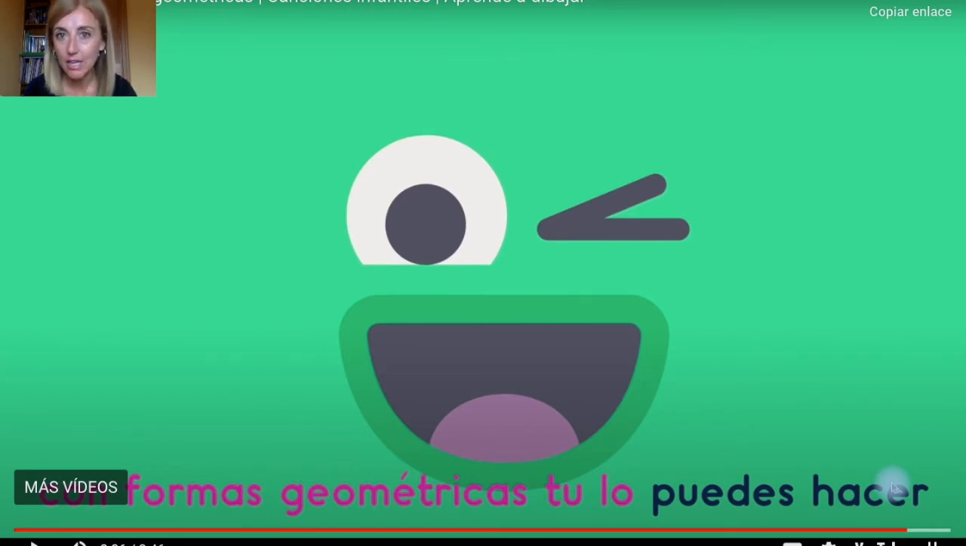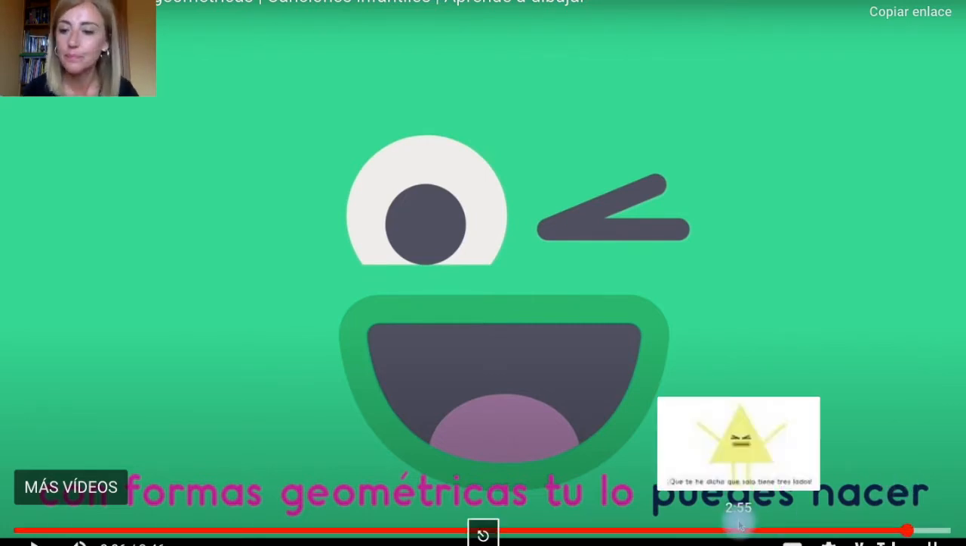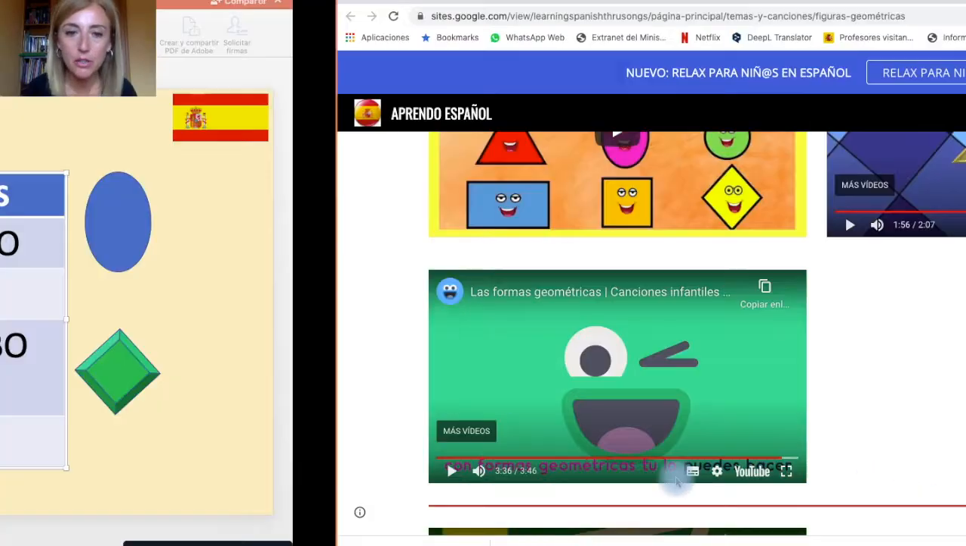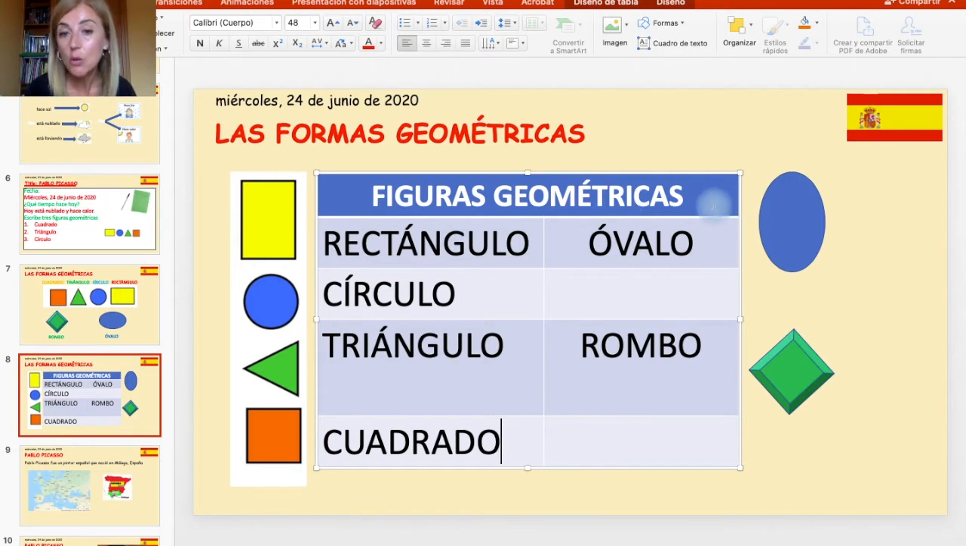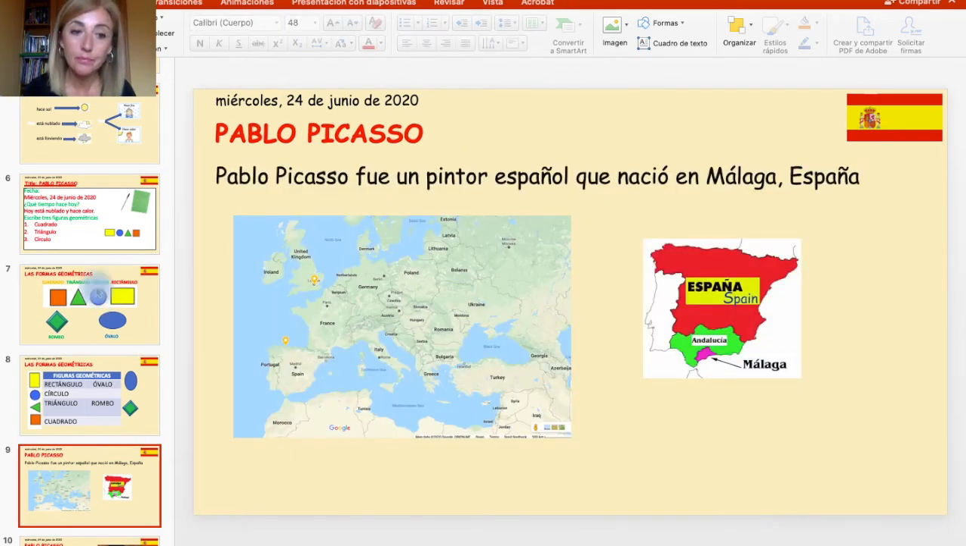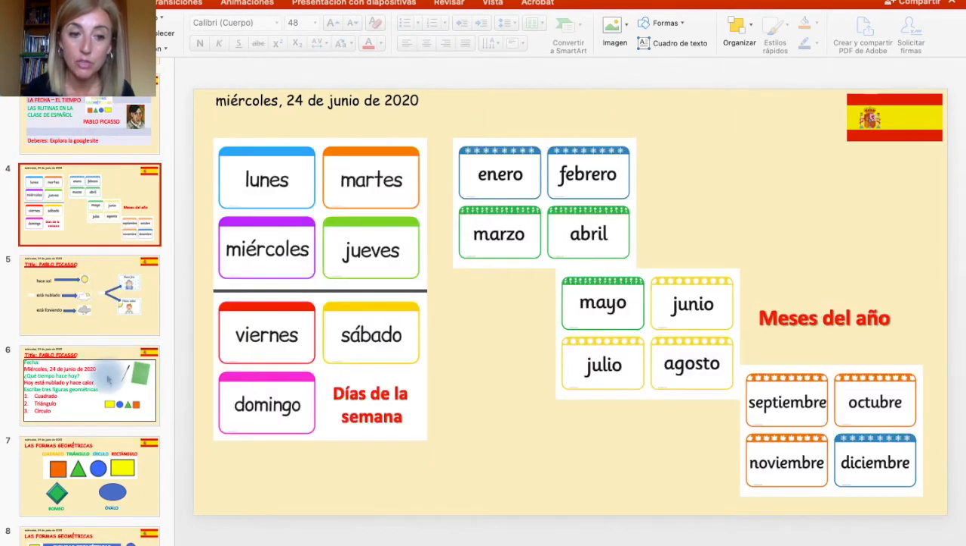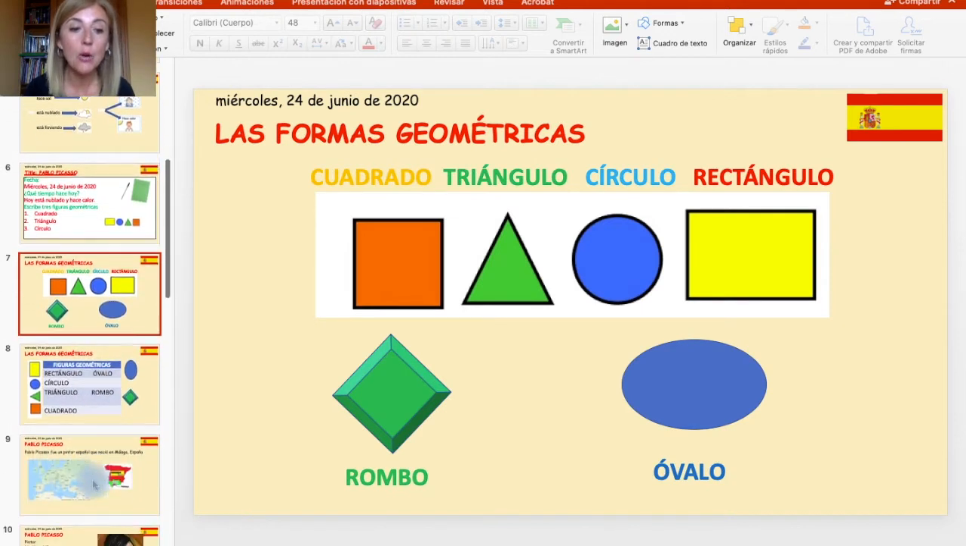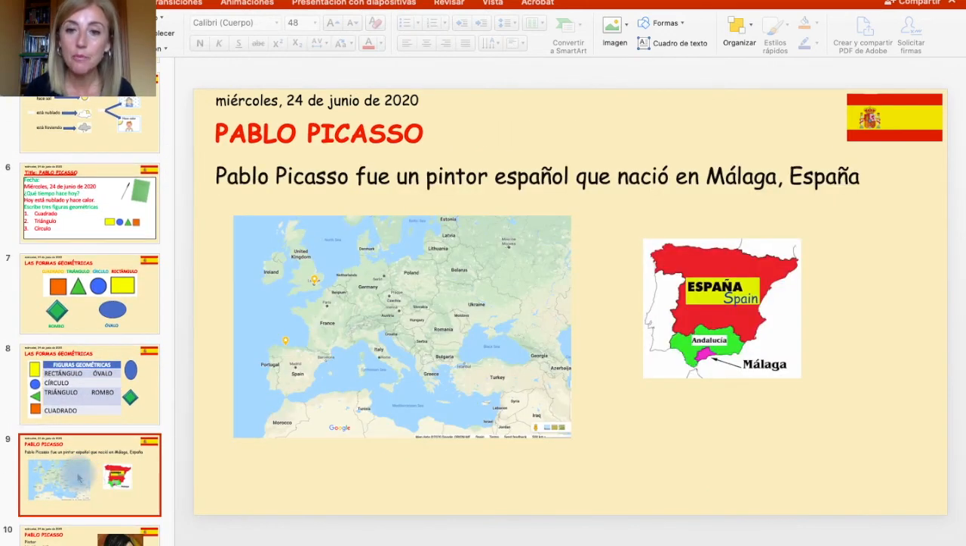Okay, and this is very much related to cubism, which is what we are going to be focusing on today. Cubism is what Pablo Picasso used in many of his pieces of art. So we are going back to our lesson, and we have the figuras geométricas: rectángulo, círculo, triángulo, cuadrado, óvalo, rombo. All right, so we've been doing the routines. We've been doing shapes, and now I would like you to remember a little bit about Pablo Picasso and what we were learning last week.